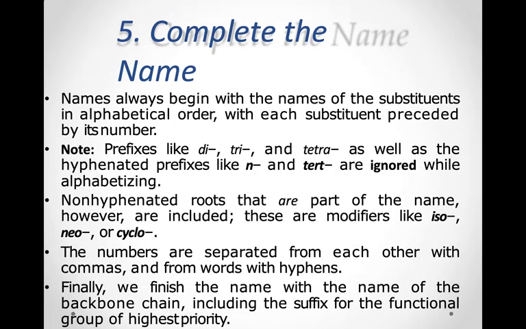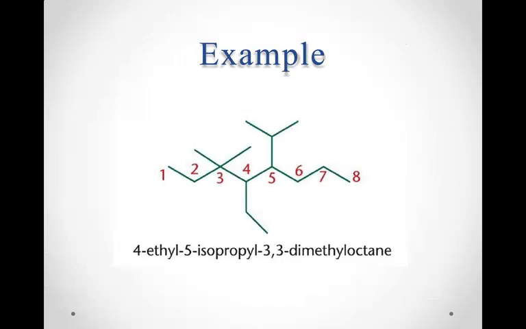These are modifiers like iso, neo and cyclo. The numbers are separated from each other with commas and from words with hyphens. Finally, we finish the name with the name of the backbone chain, including the suffix for the functional group of the highest priority. Here's an example.